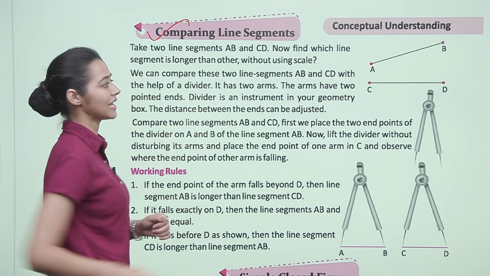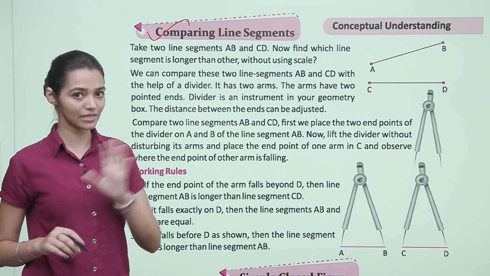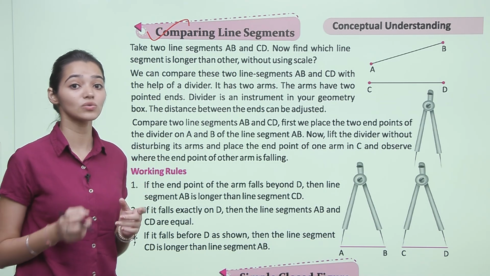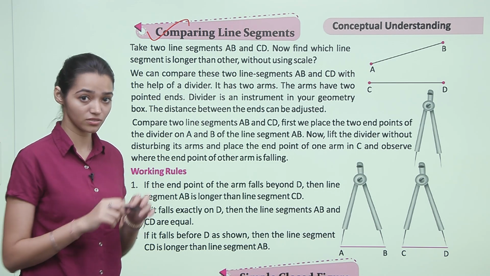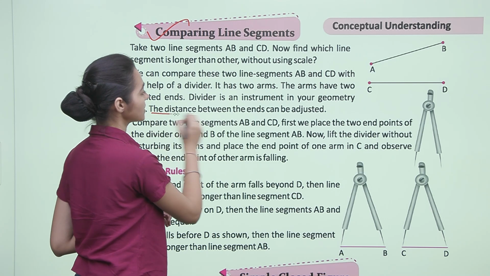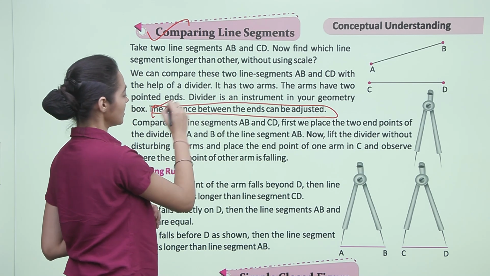Now let's start with comparing line segments. There are 2 line segments, AB and CD. Which line is longer than the other without using a scale? We can compare these 2 line segments AB and CD with the help of a divider. The divider has 2 arms, and the 2 arms have pointed ends. A divider is an instrument in geometry and the distance between the ends can be adjusted.